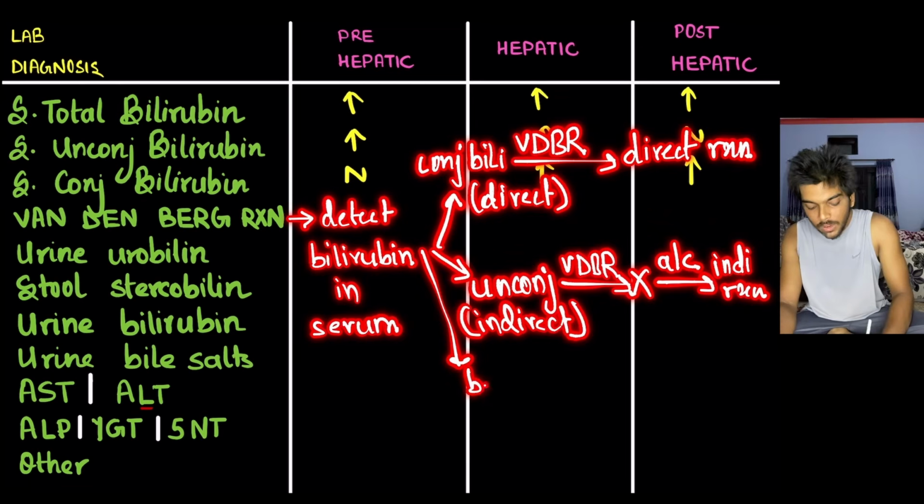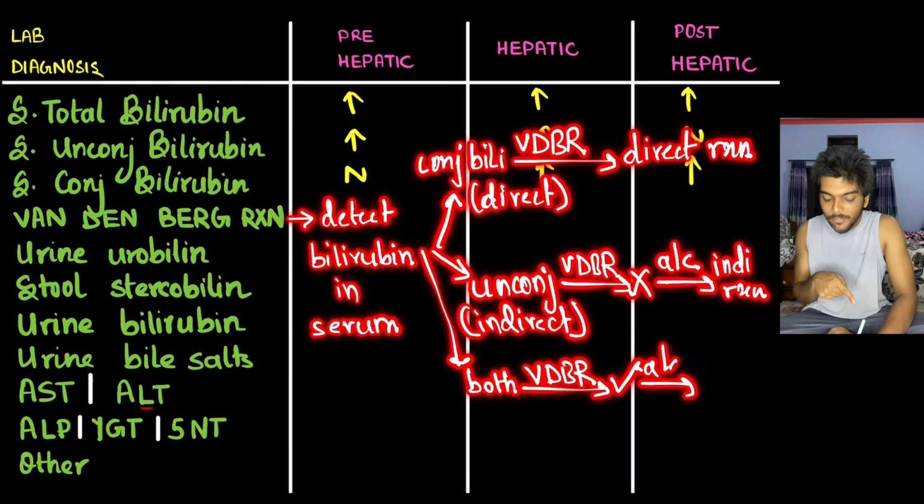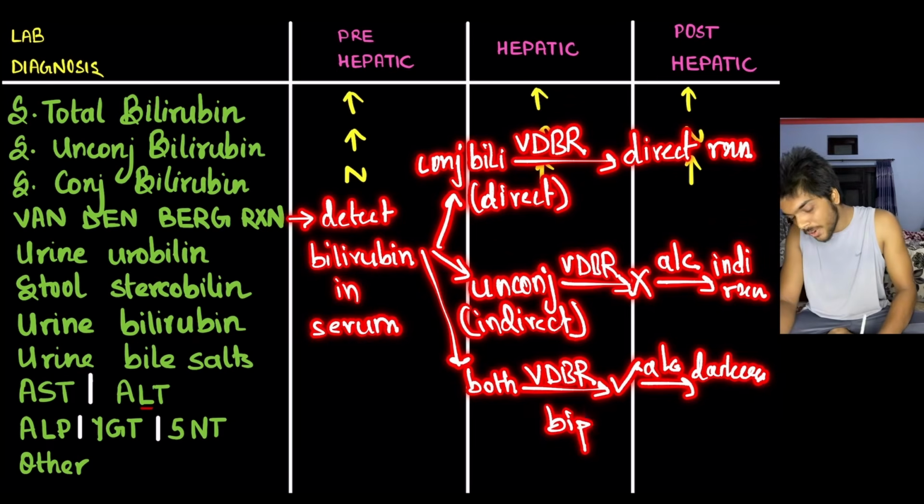When there is both conjugated bilirubin and unconjugated bilirubin, upon addition of Van den Bergh reagent, due to the presence of conjugated bilirubin, coloration is seen. But upon addition of alcohol again, due to the presence of unconjugated bilirubin, the color becomes even darker. Since the reaction is taking place in two phases, we refer to this as biphasic reaction.